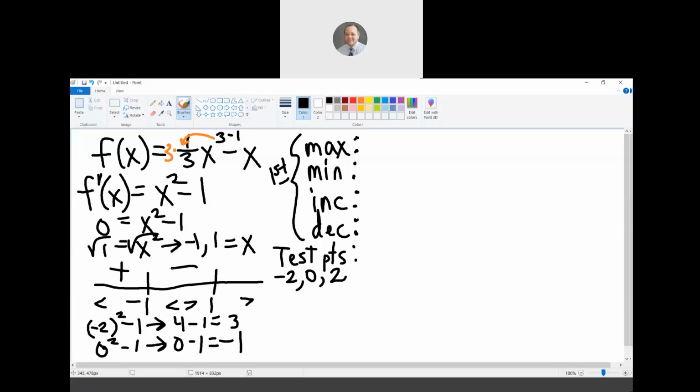And finally, when we plug in 2 into our first derivative, we get 2 squared minus 1, and that also gives us a +3. So we'll add our plus sign right there.